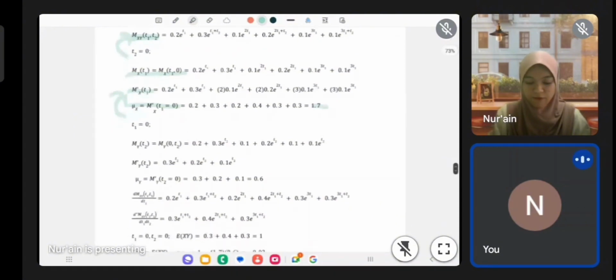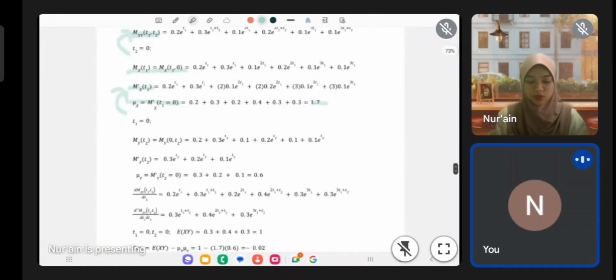Next, we substitute t1 equal to 0 and we get this new equation. Next step, we differentiate with respect to t2. To obtain the mean value of Y, we substitute t2 equal to 0 into this equation and we get 0.3 plus 0.2 plus 0.1 equal to 0.6.